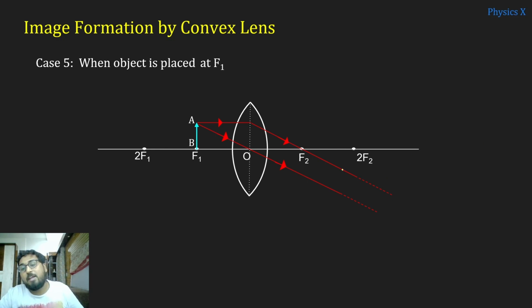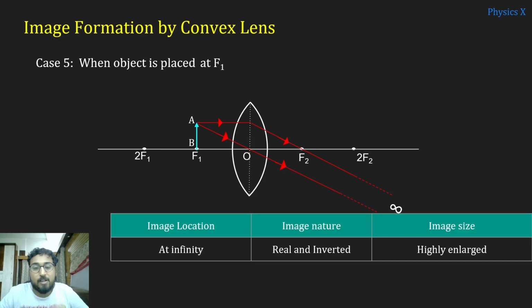So anywhere if you put a screen here, you can put a screen because this is a real image. If you put a screen, you will observe a very enlarged image of the object at any point wherever you place the screen. Since you observe that very enlarged image on the screen, you are taking an image on a screen, so it is a real image only. That is why in this case we are considering that the image location is at infinity but it is real and inverted and highly enlarged.